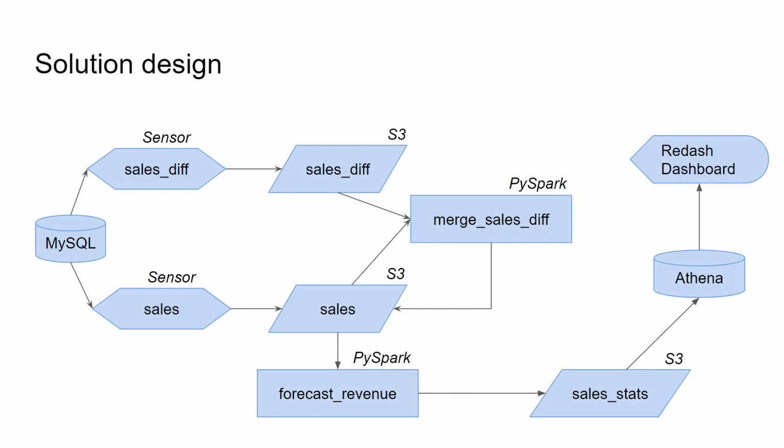Then we have this forecast revenue job, which is written in PySpark, which reads the sales table and generates the sales stats. And then we have a small job which will register this data in S3 as an Athena table, and we have our Redash dashboard, which is going to point to the Athena table, and that's already done.